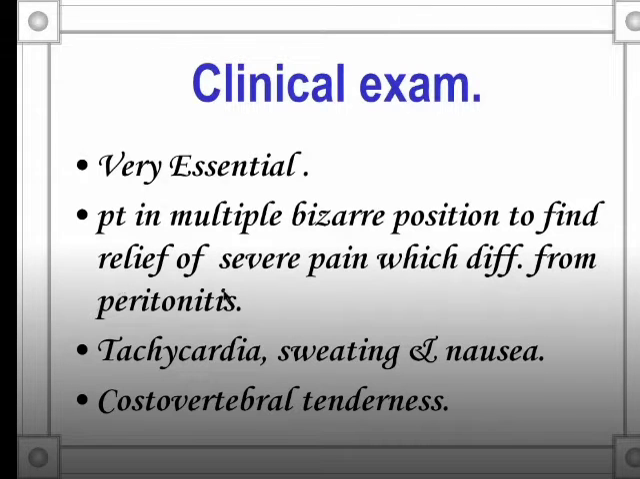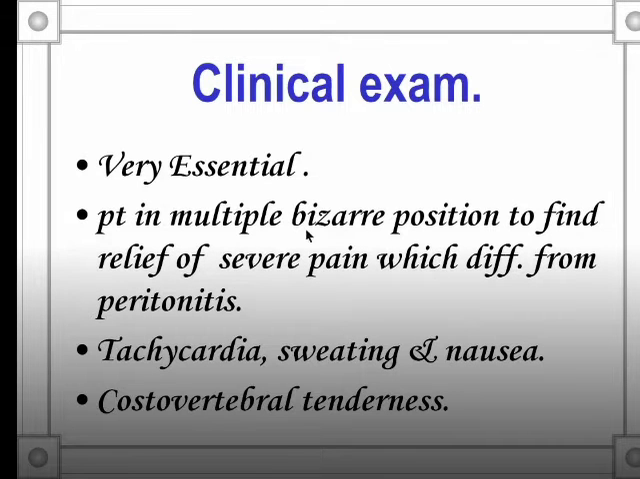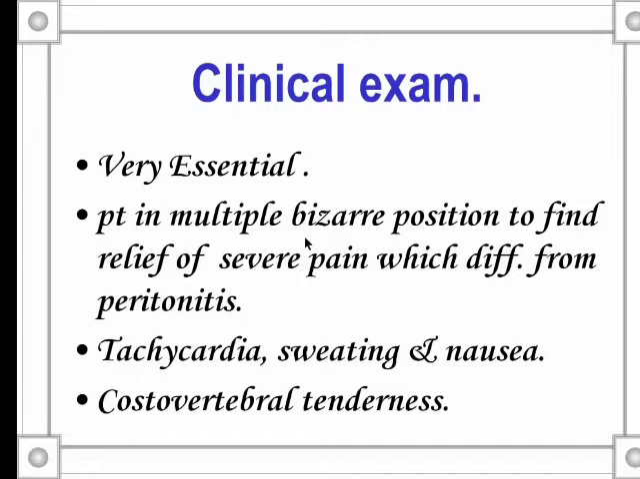Because if the patient moves, that peritoneal irritation will cause pain. But here in ureteric colic, the patient tries to move in the bed or take different positions to get relief from it. So this is the difference between peritonitis pain and the pain of ureteric colic. They may have tachycardia, sweating, and nausea because of the symptoms associated with pain.